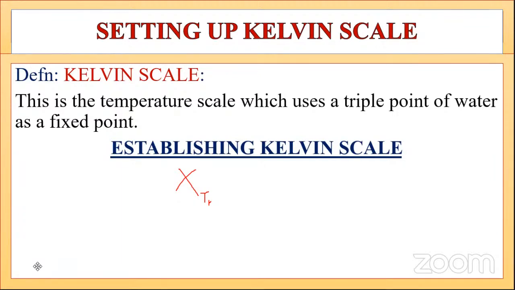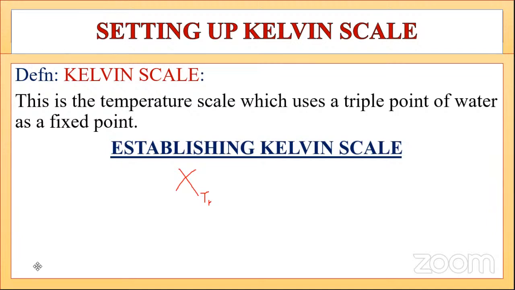Now, if I want to establish Kelvin scale, just like how we established Celsius scale. For Celsius scales, remember, we chose the thermometric property. Then after choosing the thermometric property, we measured it at two different fixed points. At ice point, we called it X naught. We measured it at steam point, we called it X 100.